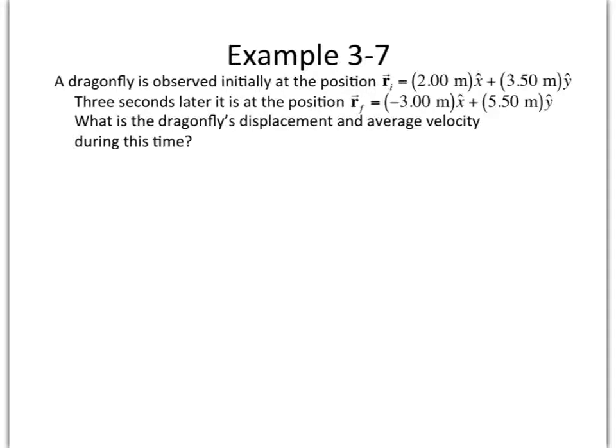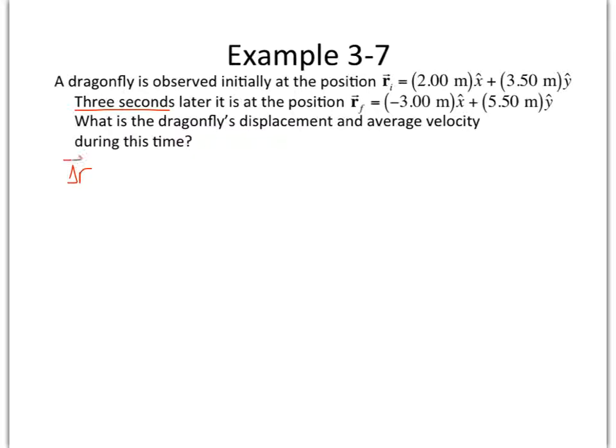So quick one right here, and then we'll wrap up this segment. Okay? So we have a dragonfly with an initial position of 2 meters x hat and 3.5 meters y hat. All right, and the final position is negative 3 meters x hat and 5.5 meters y hat. We want to find the displacement and the average velocity during this time. Oh, by the way, it moves over 3 seconds, so there's our time right there. But let's find our displacement first.